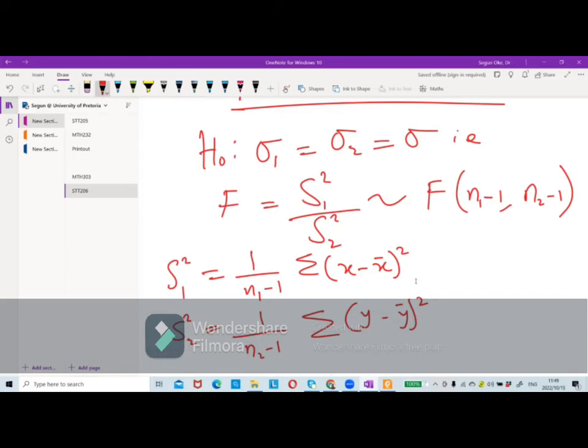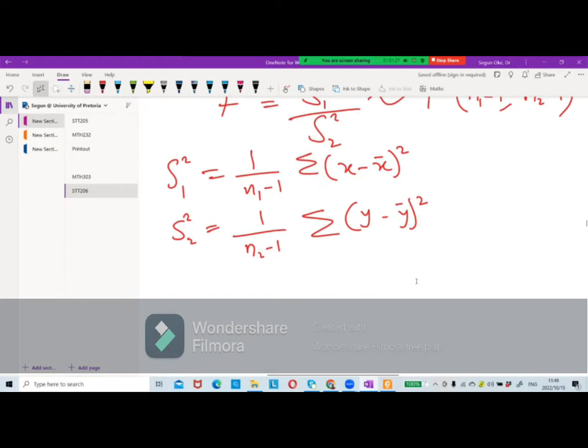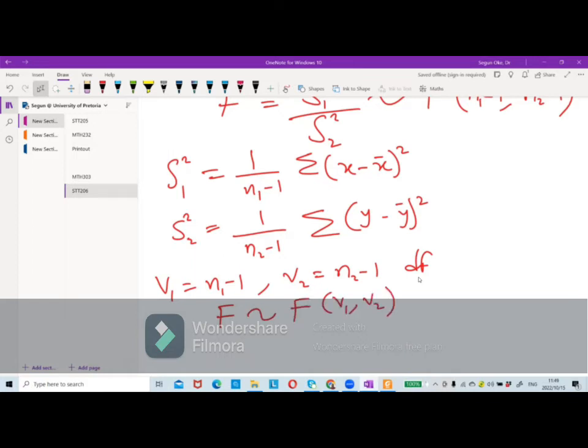Like I told you, we have degrees of freedom. The degree of freedom here is V1 equals N1 minus 1, and V2 equals N2 minus 1. Degree of freedom, DF. That is our F, approximately F with V1, V2.